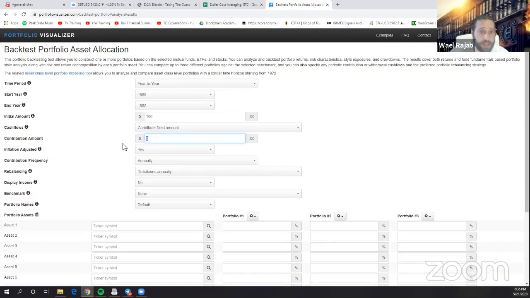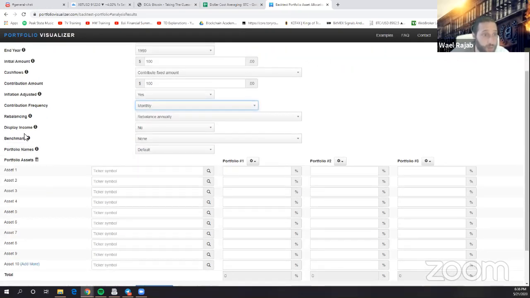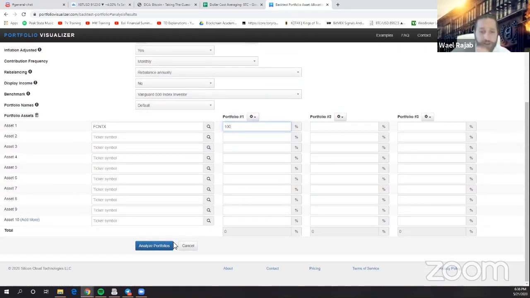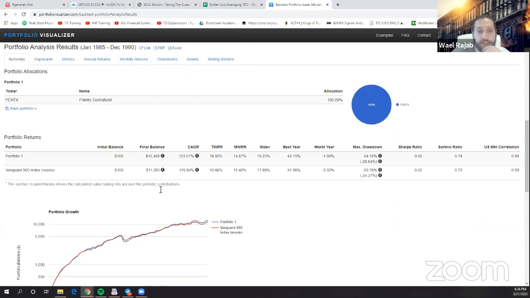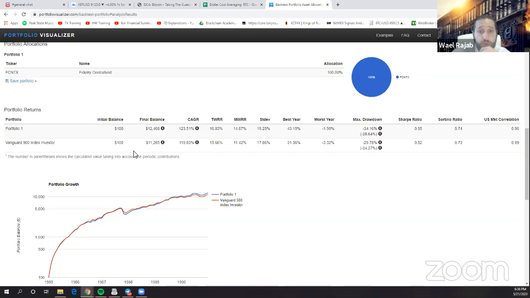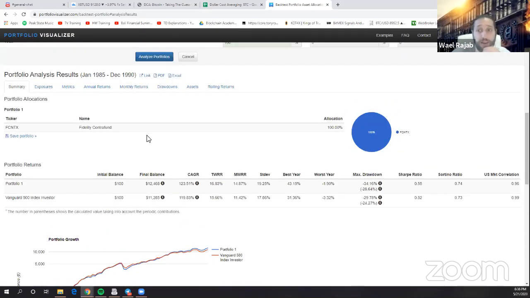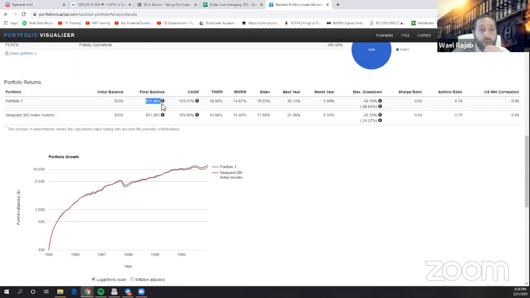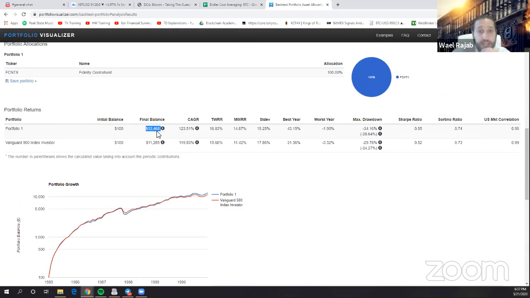So we're going to invest $100 monthly, contributed amount monthly, and we are going to compare ourselves against the Vanguard. So FCNTX is what we're going to invest in. That's our Bitcoin in the traditional market. And you can see that $100 invested for 5 years is going to be $12,468.